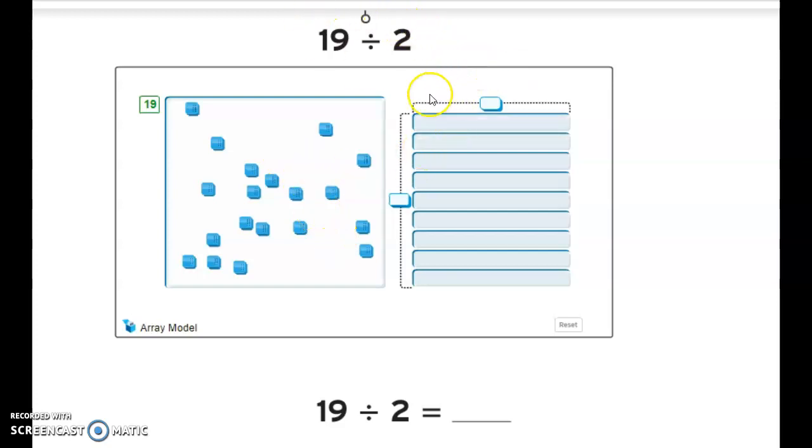We have 19 divided by 2. We have 19 blocks here. We're going to use as many of these blocks as possible to come up with as many groups of 2 as we can. All right, so let's take a look.